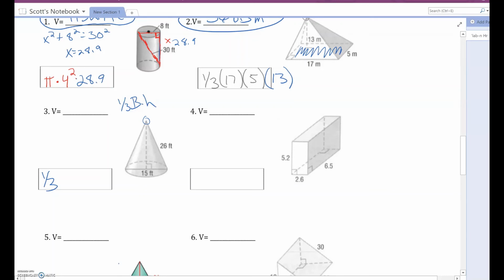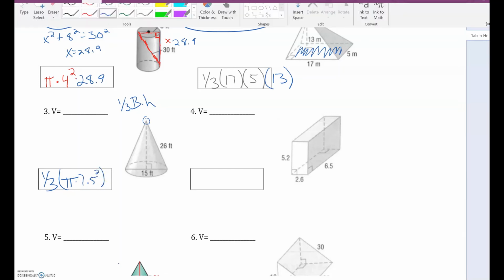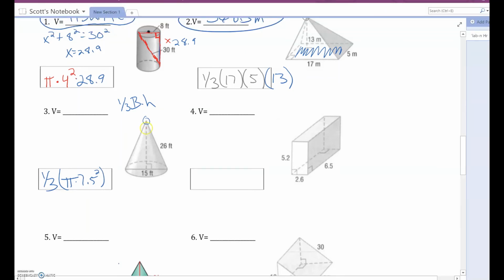Okay, so my base here is a circle. So I'd have to do pi r squared, pi. Now the whole thing is 15. I need the radius, which is 7.5. So times 7.5 squared times the height. Now, be aware of the slant, the fearless slant, aka the hypotenuse. Okay, so this down here is 7.5.